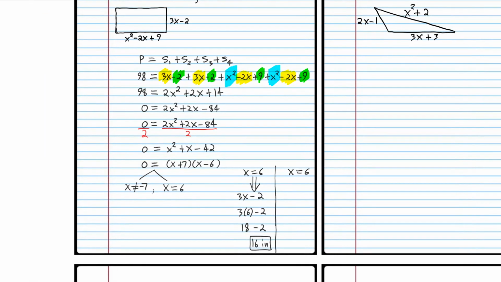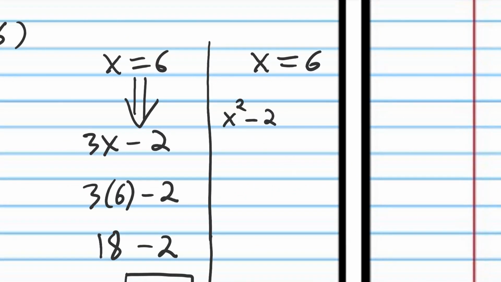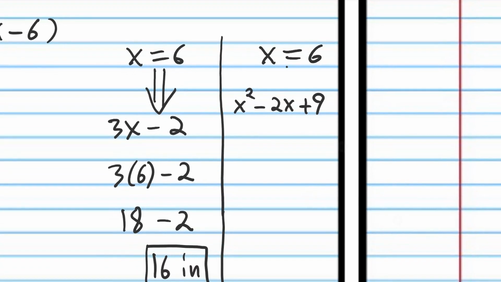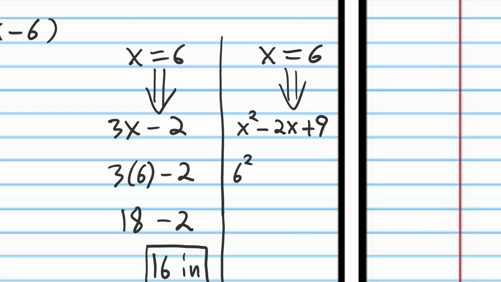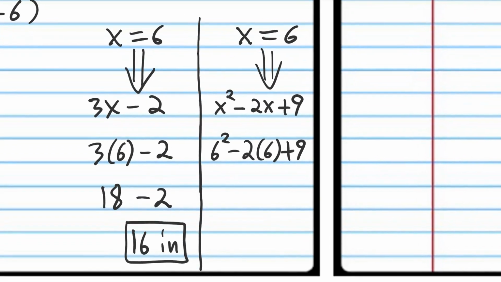So now we're going to go to the other expression, x squared minus 2x plus 9. That's the expression for the width. So now we have to plug in. We're going to plug in 6 for our x value because we found out that that's what x equals. So 6 to the second power minus 2 times 6 plus 9. I just plugged in 6 for all the x values. Now we have to follow PEMDAS, order of operations. We have to do parentheses first. Everything in the parentheses is already simplified, so we're going to do exponents next.